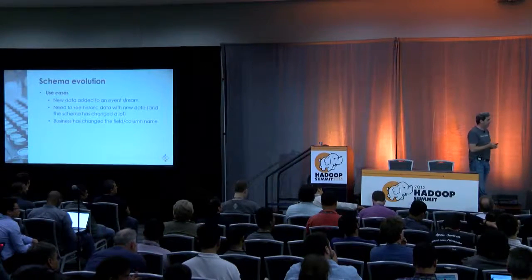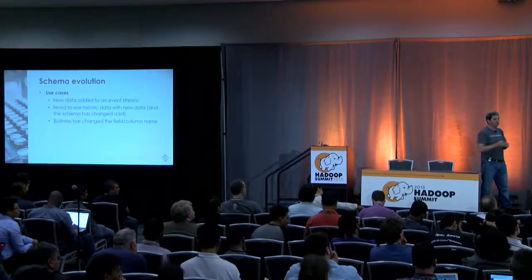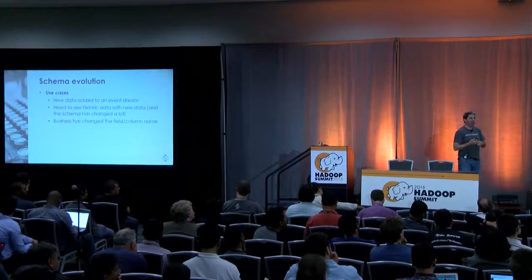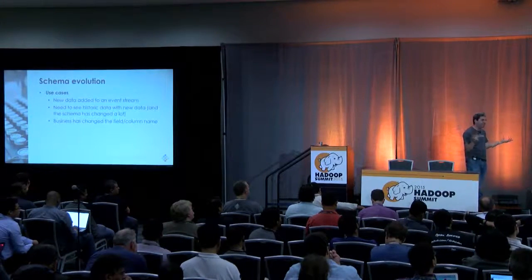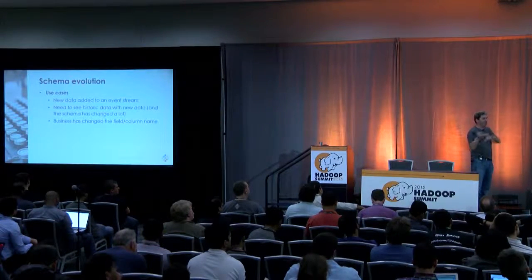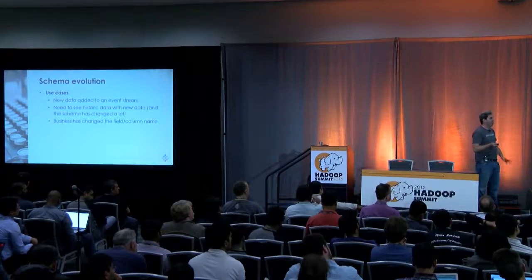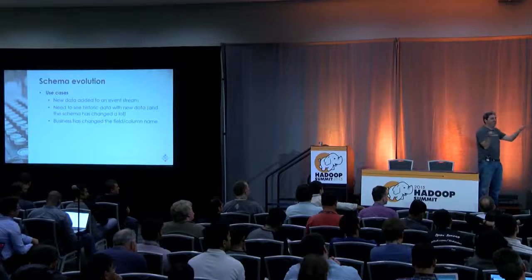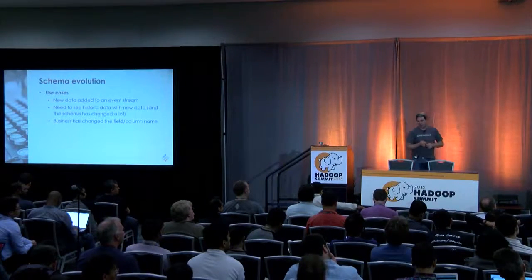Or the one I like is the business has changed the field column name. That used to happen to me a lot, and I used to get mad at it as a data engineer. You want what? You've changed the field, why? And I have to go change it. In the old days, we wouldn't actually change it. We would create a view around it and change the view, because it was quicker, and you knew they were going to change their mind 5 minutes after seeing it, right? It happens all the time. And those are the reasons for schema evolution in this case.